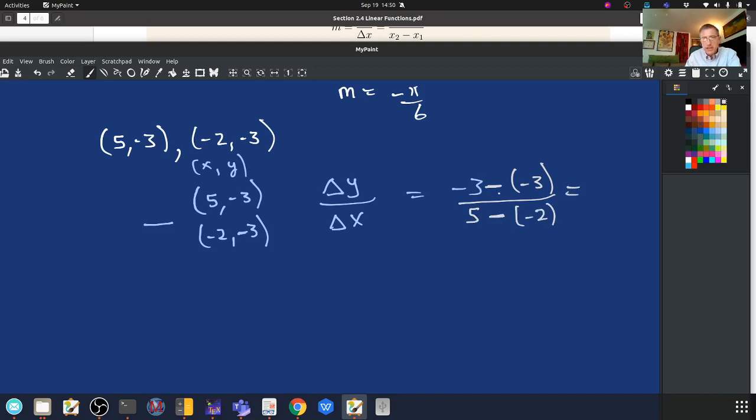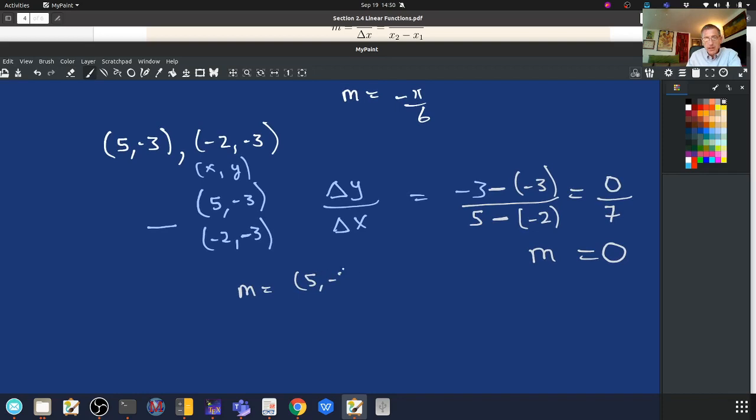So minus 3 minus a minus 3 is minus 3 plus 3, so that's 0. 5 minus a minus 2 is 5 plus 2, which is 7. So the slope is 0. The slope is 0. We would have got the same exact answer if we would have labeled our points as x1, y1, and x2, y2.